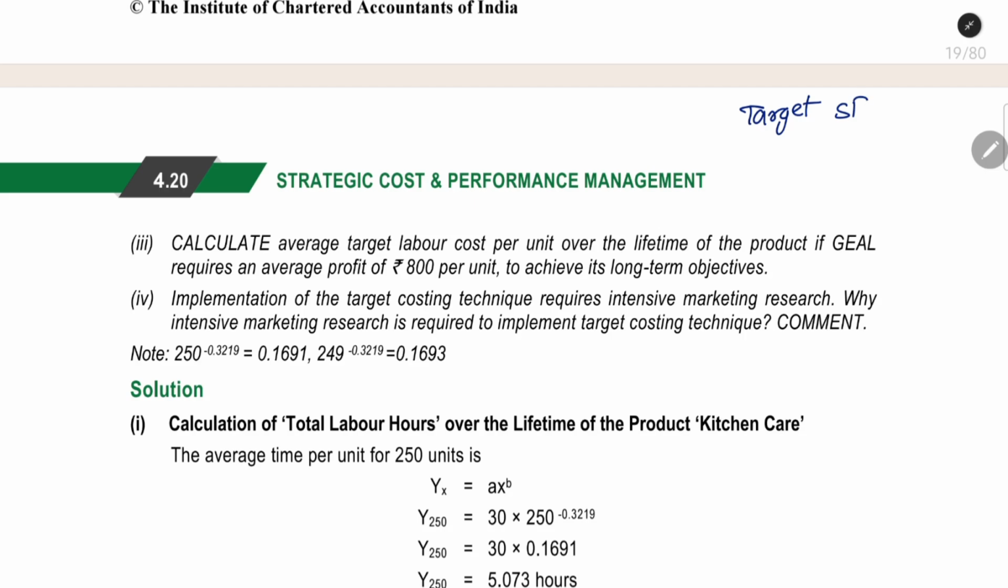You will take the target selling price minus the target profit, and then the costs which are irrelevant, you will reduce from this. Irrelevant cost you will reduce. What is the irrelevant cost here? We are focusing only on target labor cost. So all the other costs are irrelevant costs that you have to reduce. Now we can see the solution.